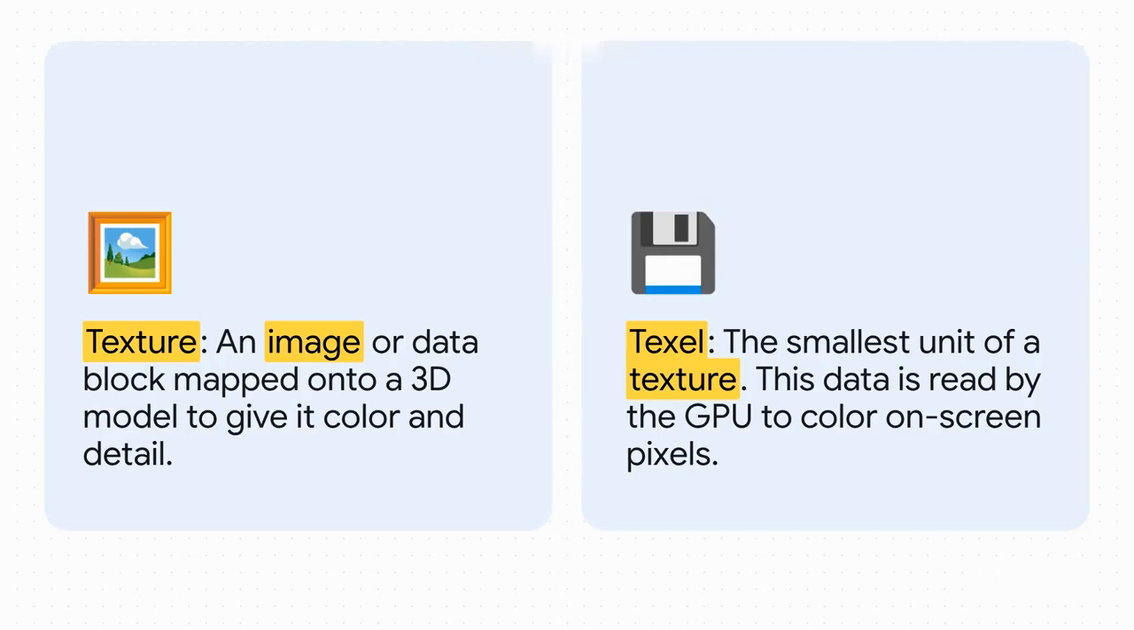Well, the most common ingredient by far is a texture. It's usually just an image file, the bricks on a wall, the fabric on a shirt. But here's a key little distinction. The smallest unit of a texture is a texel. That's the raw data in memory. The GPU reads that texel data to decide the final color of a pixel, which is the actual dot of light you see on your monitor. So one is data, the other is display.